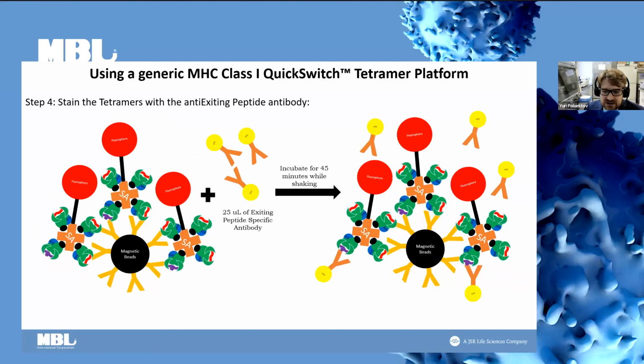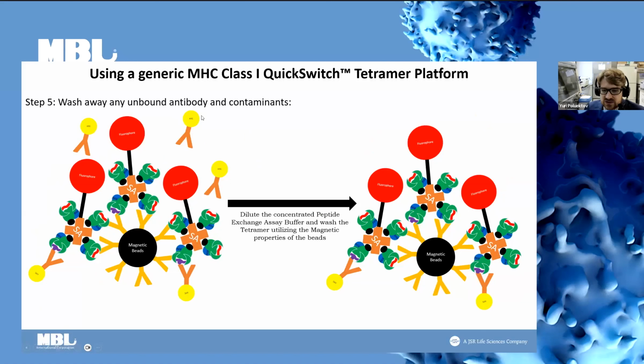Dilute the provided anti-existing peptide antibody in the wash buffer and add 25 microliters of this antibody dilution directly to the beads at the bottom of the 96 well V-bottom plate. Shake the plate at 550 RPM for 45 minutes while covering the plate with aluminum foil to prevent the degradation of the FITC signal.